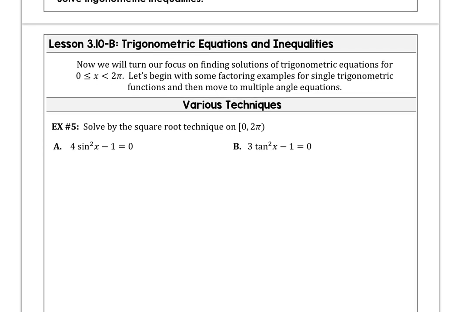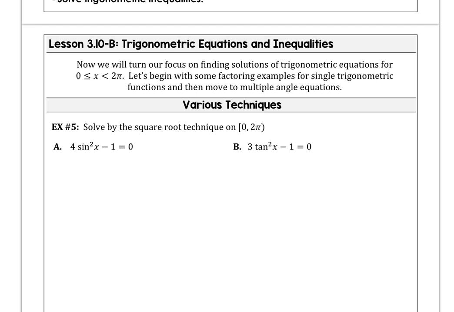Today we're going to turn our focus on finding solutions to trig equations on one rotation around the unit circle. We're going to start with some factoring examples for single trig functions and then move to some multiple angle equations, a little bit harder.